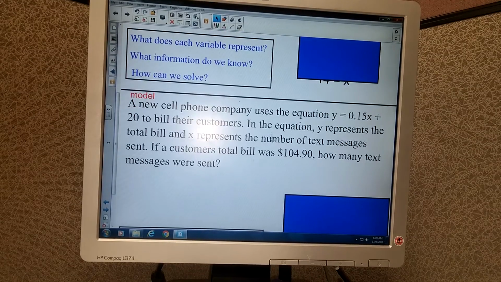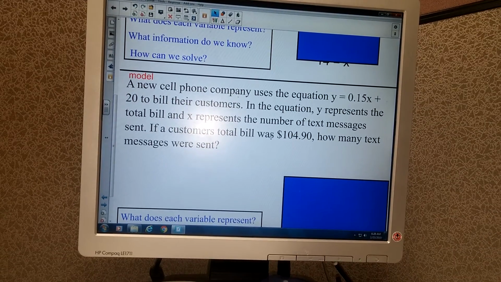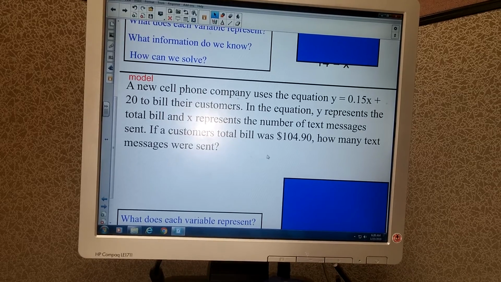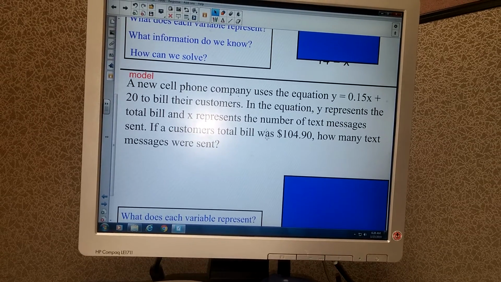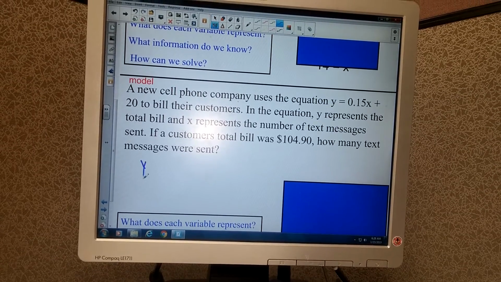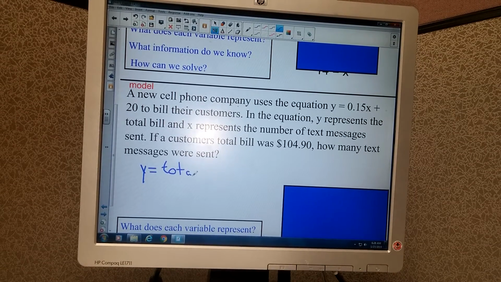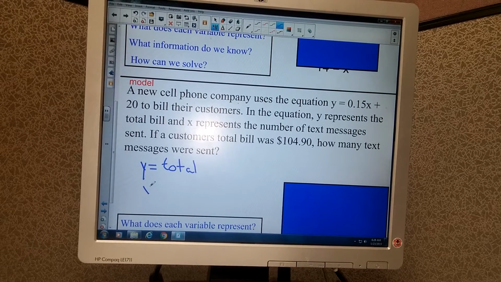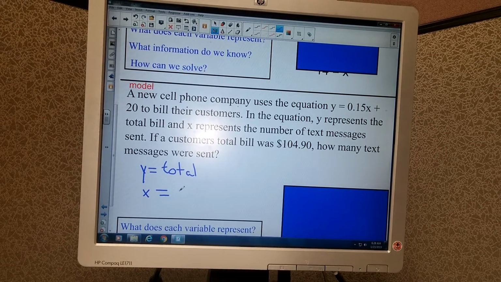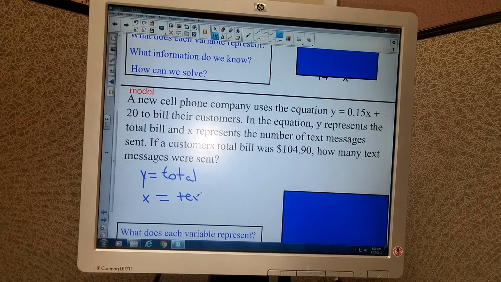On a second example, a new cell phone company uses the equation y equals 0.15x plus 20 to bill their customers. In the equation, y is the total bill. Key information, y is the total. And notice how I'm just writing it off to the side. If this is on a hard copy, you can underline it. X represents the number of text messages.